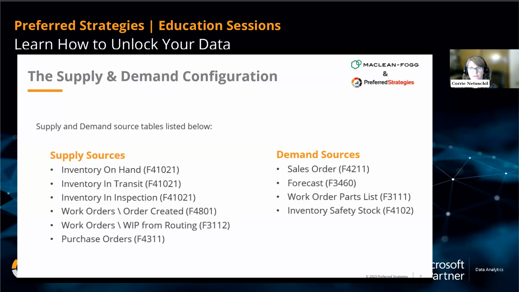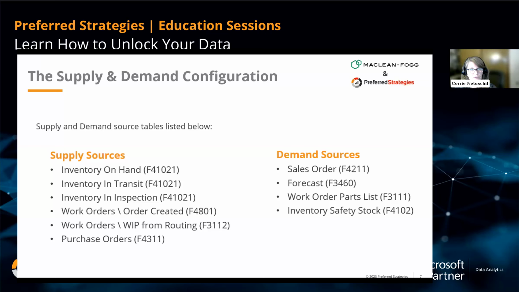But demand certainly is going to include the sales order detail, information from the 4211. We can include forecasts from the 3460, and additionally the parts list, the 3111. But we also give you the option to include safety stock as demand. And the scenario we always like to say for safety stock is, let's just look at what's on hand and what's in safety stock to see where we are just with those two values.